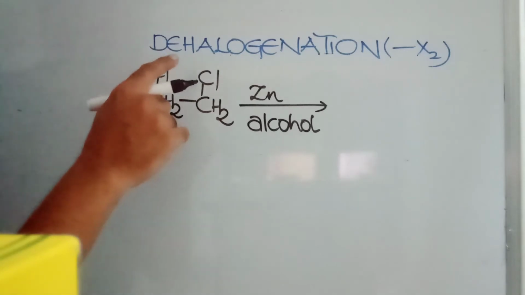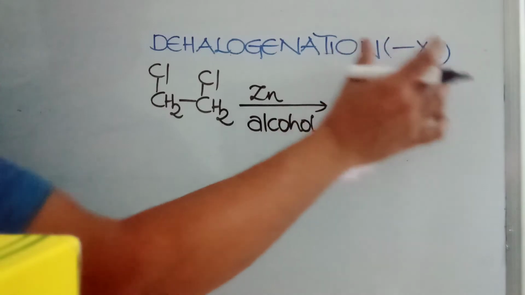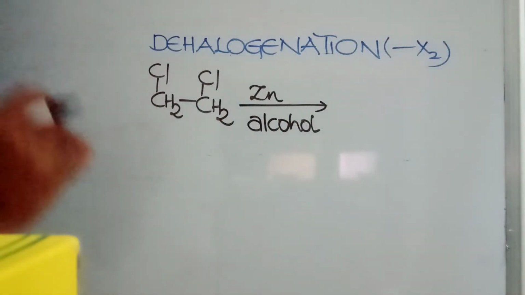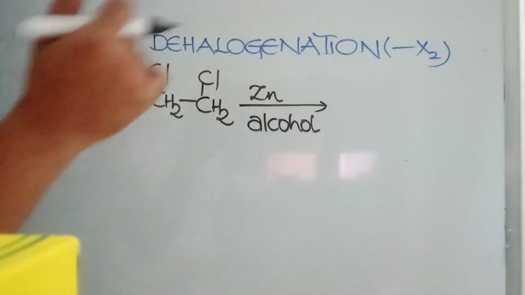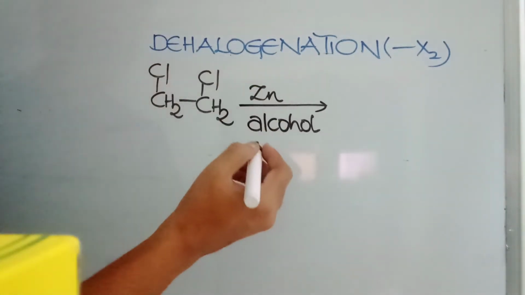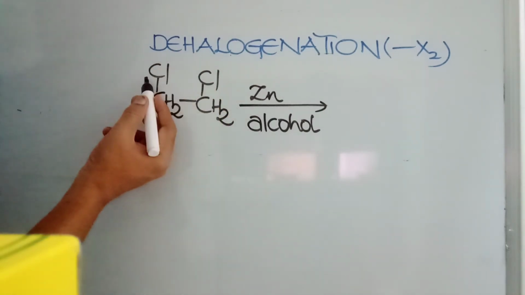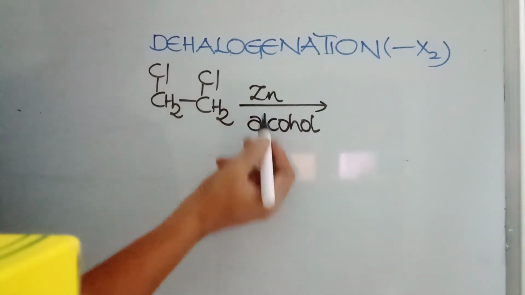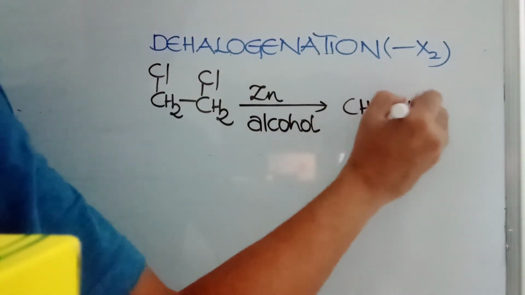Another method of preparation of alkenes is dehalogenation. Dehalogenation means removal of 2 halogens, generally from the adjacent carbon atoms. So you can say this is again beta elimination. In the beta elimination, 1 chlorine from here, another chlorine from here, is removed by using zinc in the presence of alcohol. So CH2 double bond CH2 will come.